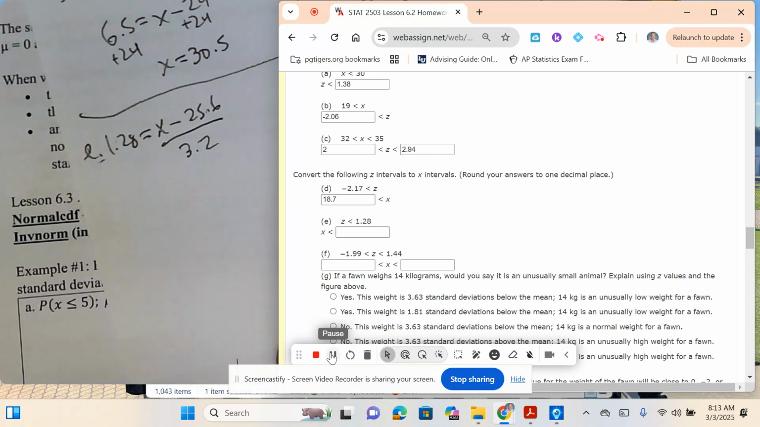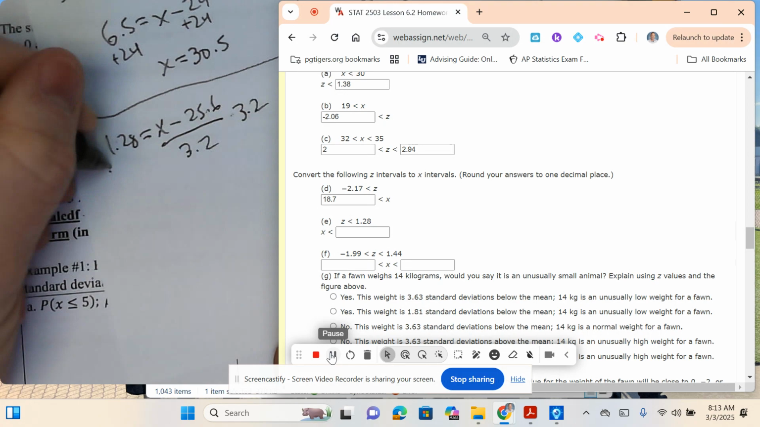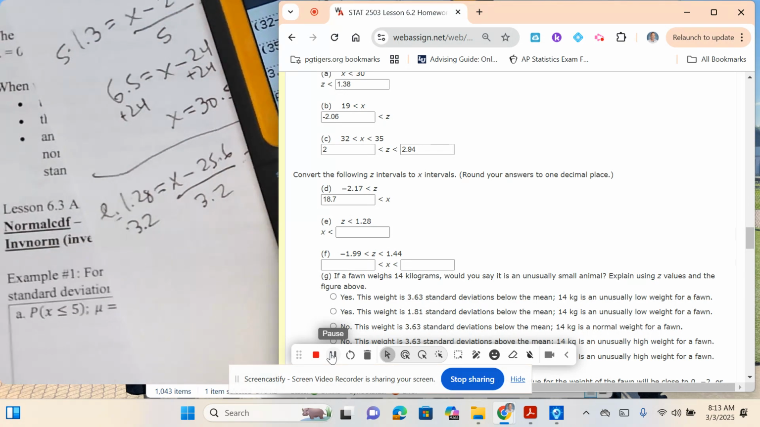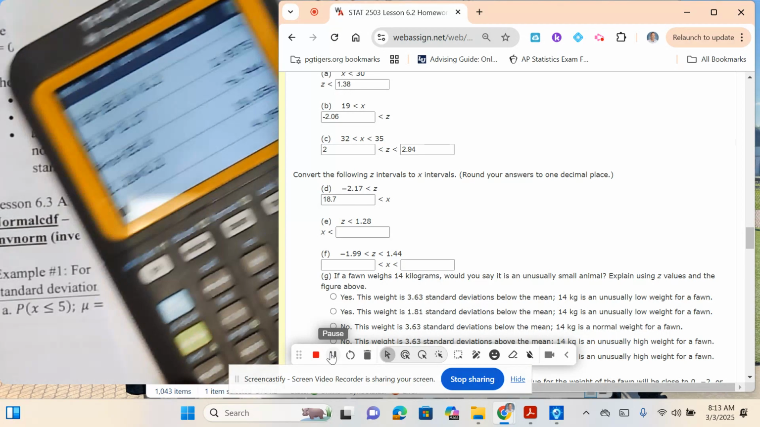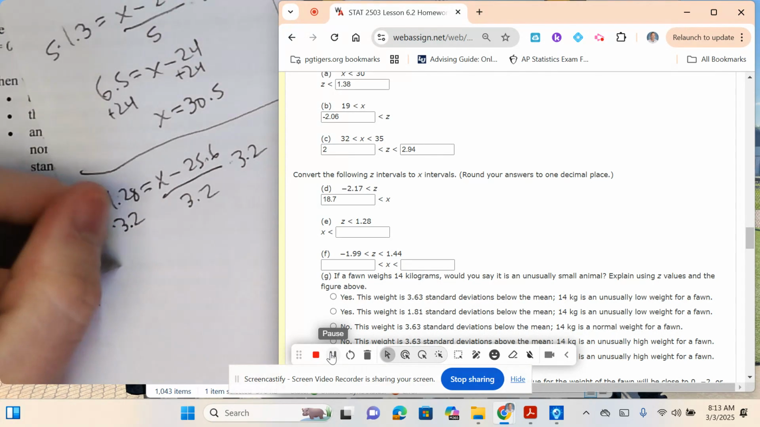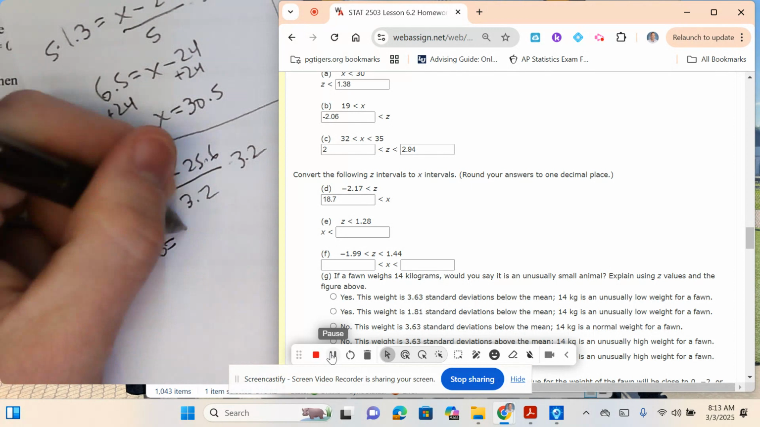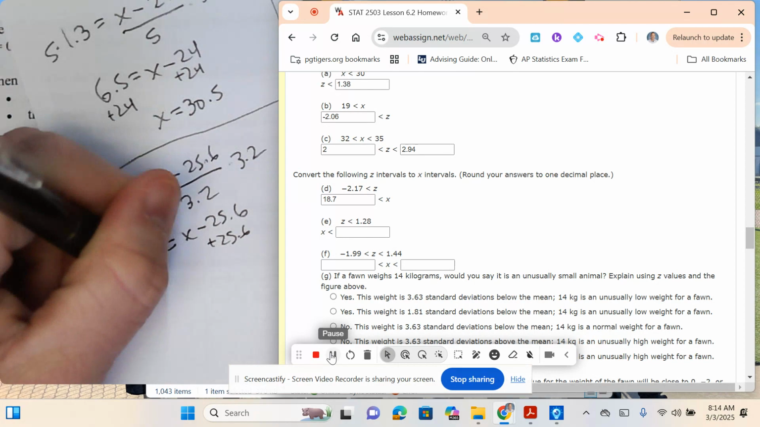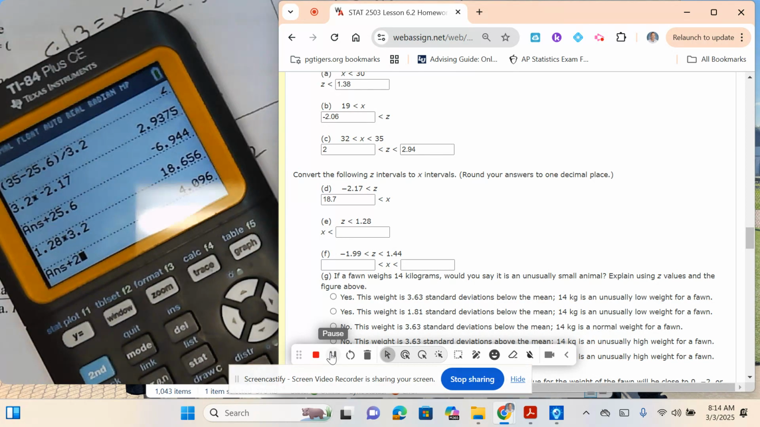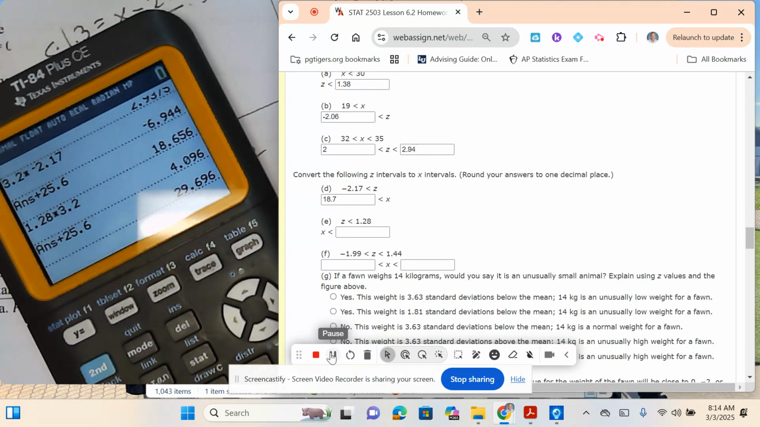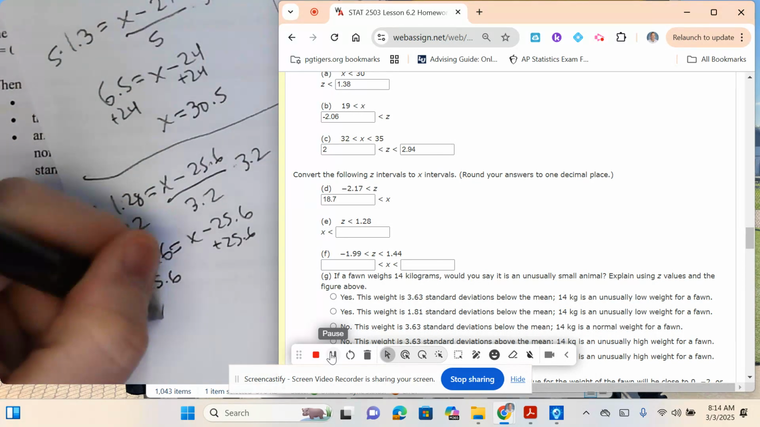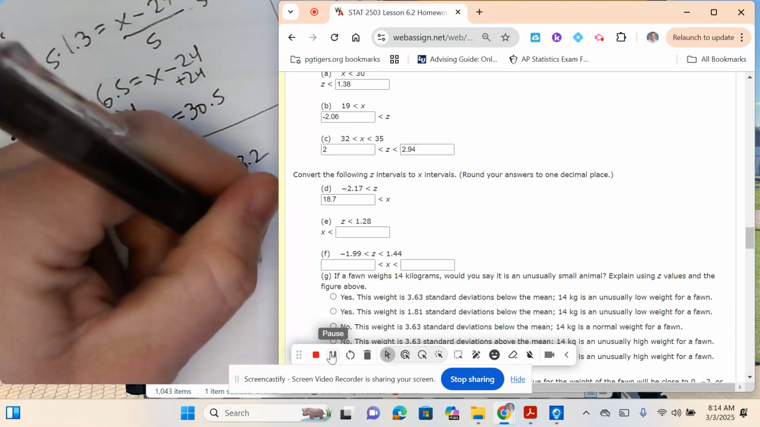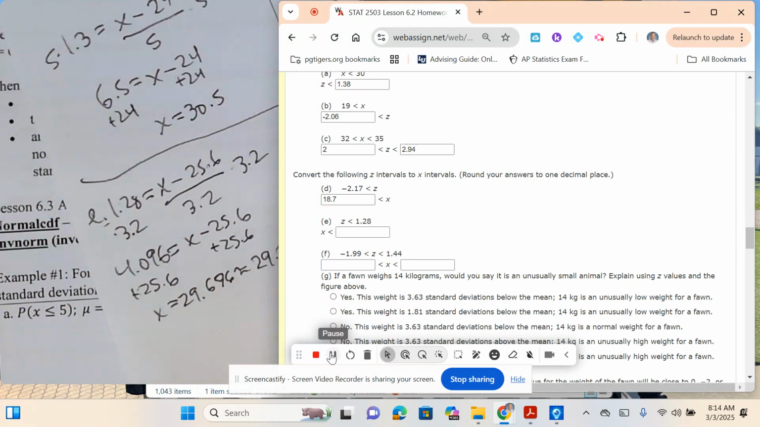So I'm going to multiply by 3.2, multiply by the standard deviation, get that out of the bottom. So 1.28 times 3.2, 4.096. And then I'm going to add the mean, add 25.6. 29.696, so 29.7. Okay, so 29.7 there.